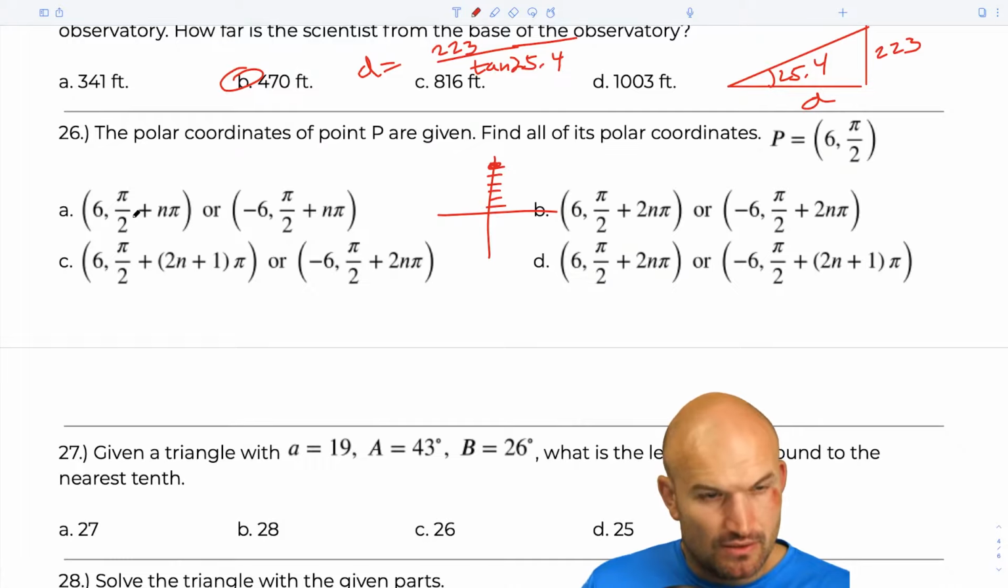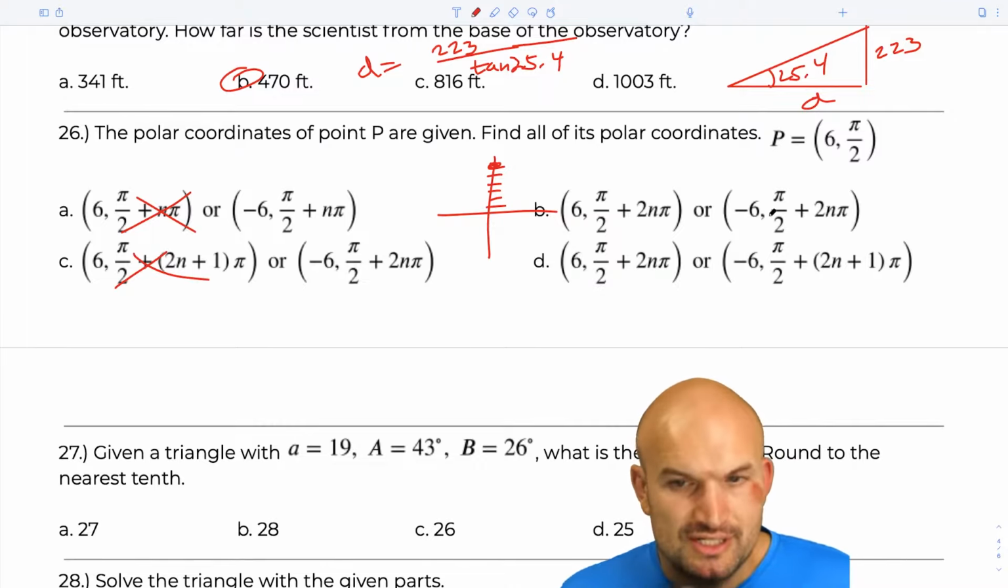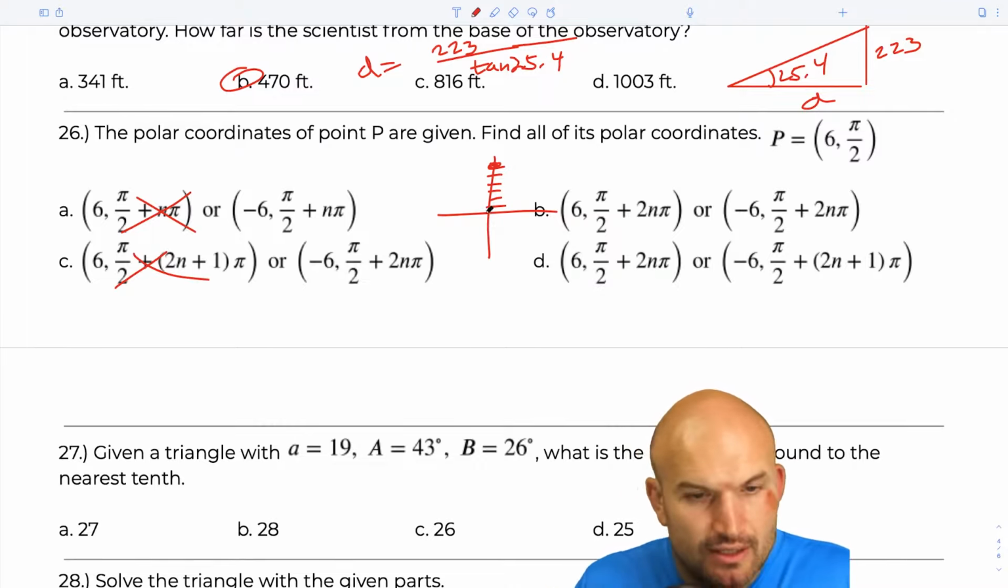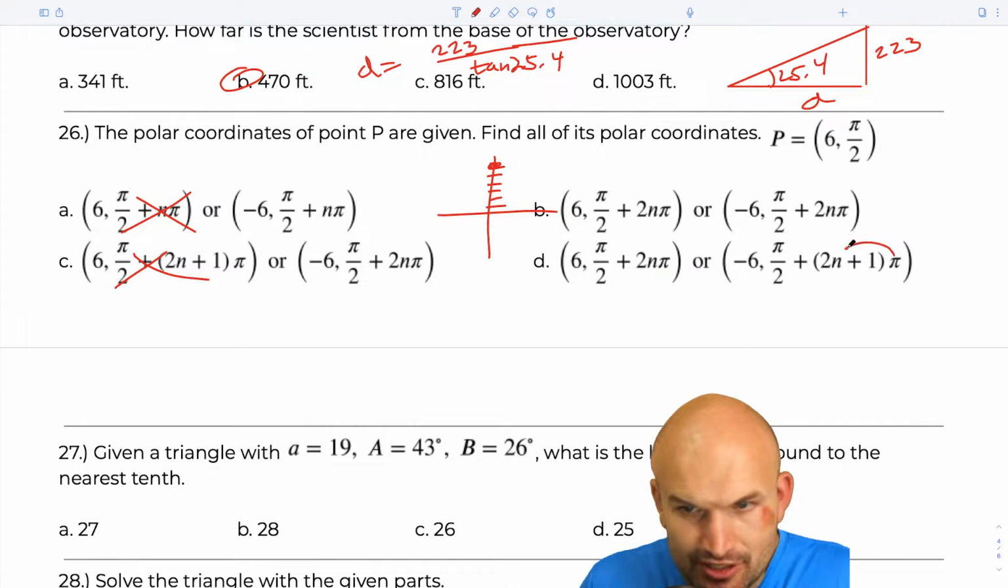Okay, so that can't be true. No, it's not going to be plus that. And then it has to be 6 plus 2πn. So it can't be that, so it has to be one of these two. Now my question is, what is it going to be for the negative? It might be helpful to understand that you're going to have to distribute here.